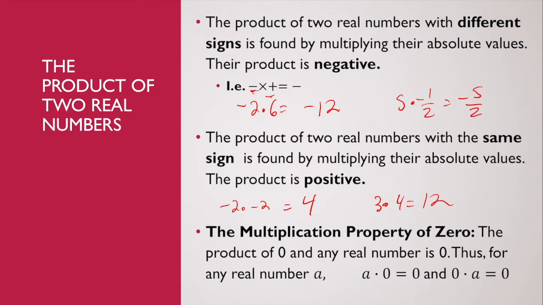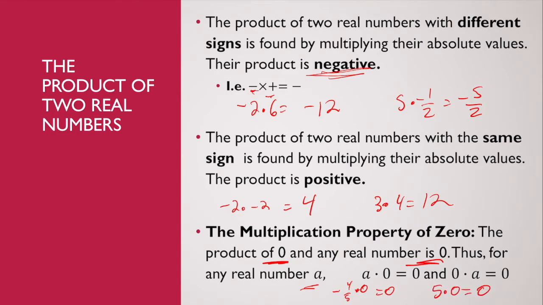When I'm multiplying by 0, though, it's important to note that the product of 0 and any real number is 0. So for any real number, positive or negative, 8 times 0 is 0. So negative 4/5 times 0 is 0, and 5 times 0 is 0 as well.